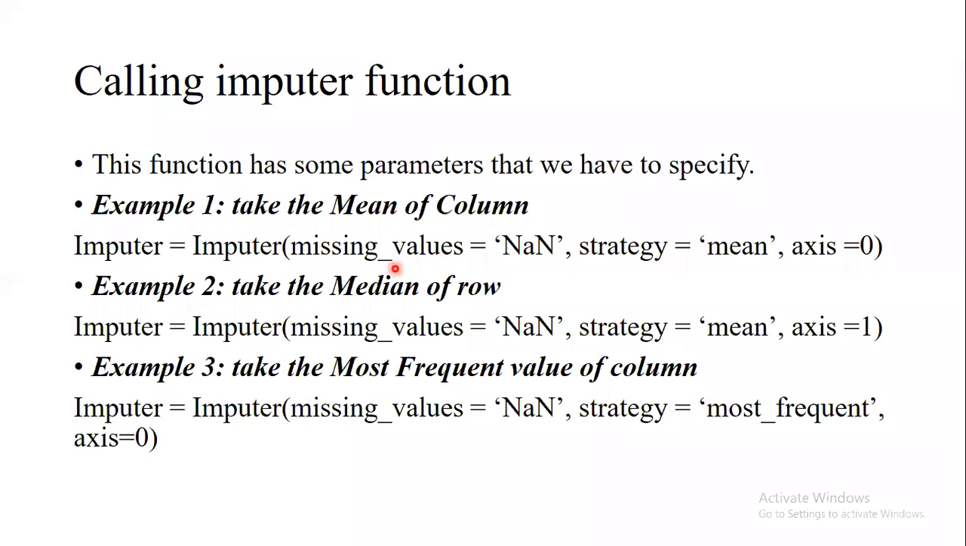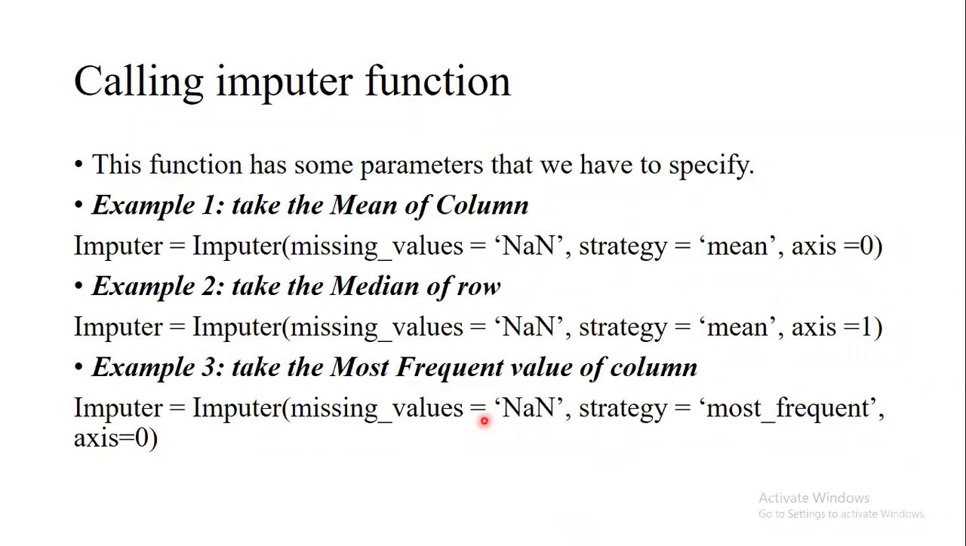Argument 1 is missing values. So what kind of missing values are we going to handle? NaN. Strategy, that is nothing but whether you are going to handle with mean, median or mode. Okay. So if I am giving a mean, then it's going to handle with the mean. If you are going to handle based on the column, we need to give axis equal to 0. If you are going to handle based on the row, we need to give axis equal to 1.